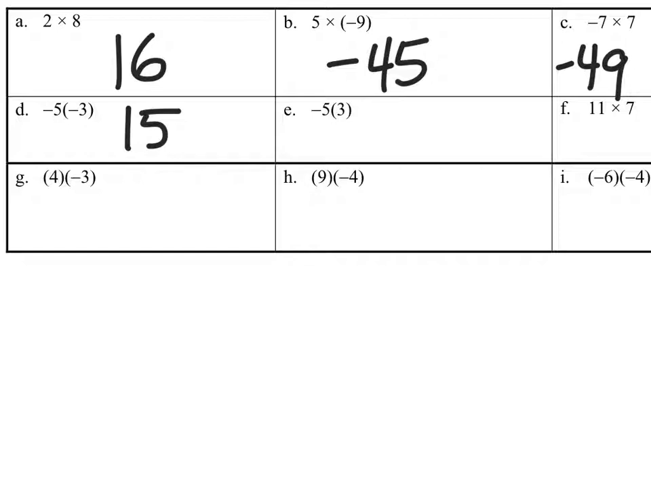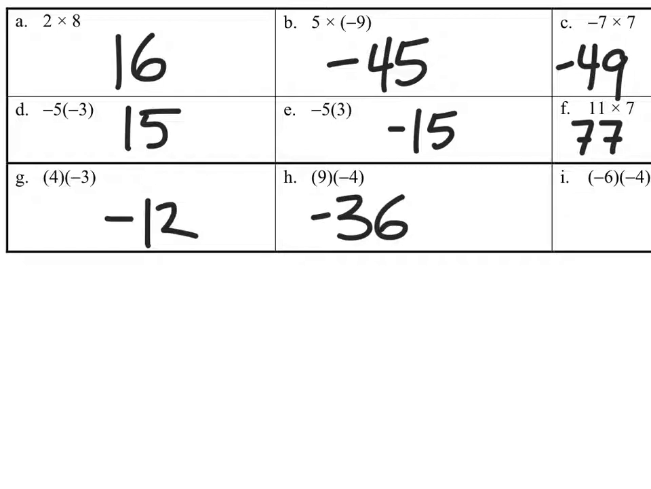Tell us the answer for E? -15. Very good. And who will tell us the answer for F? 77. Very good. And who will tell us the answer for G? That's 4 times -3. Yep. -12. And H? Nice. And finally I, -6 times -4. 24. Sorry, 24. That is correct.